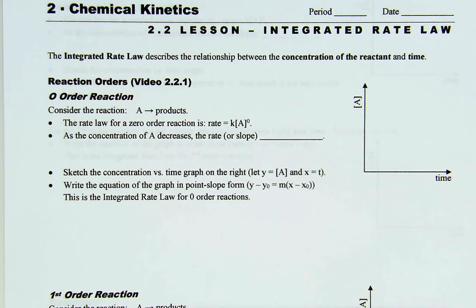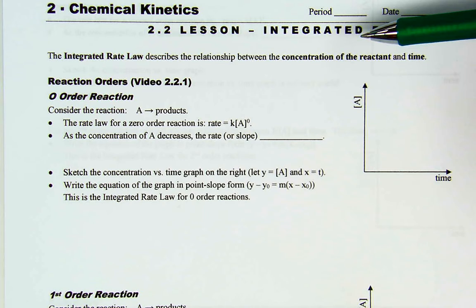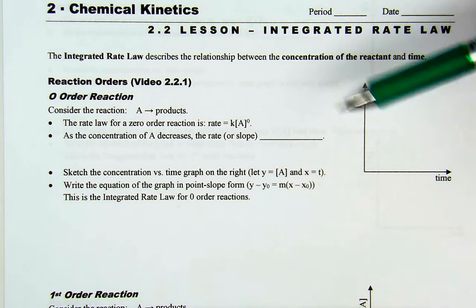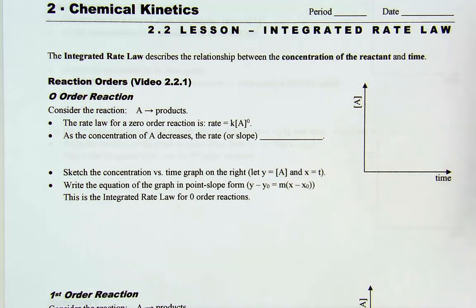Hey guys, let's go ahead and continue our discussion of rates. This is video 2.2.1, our 2.2 lesson, and today we're going to talk about the integrated rate law. The integrated rate law is a really cool and easy visual way to see what the rate law is for your specific chemical reaction. It describes the relationship between the concentration of the reactant and the time.